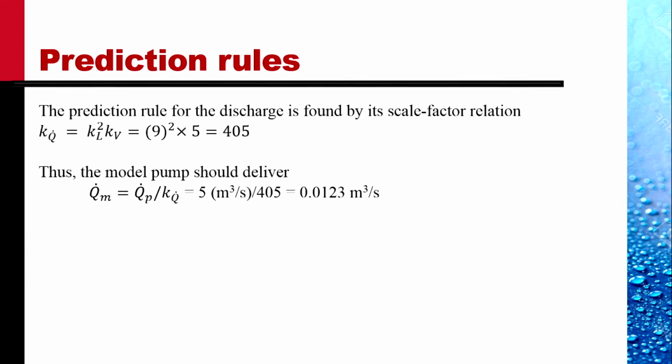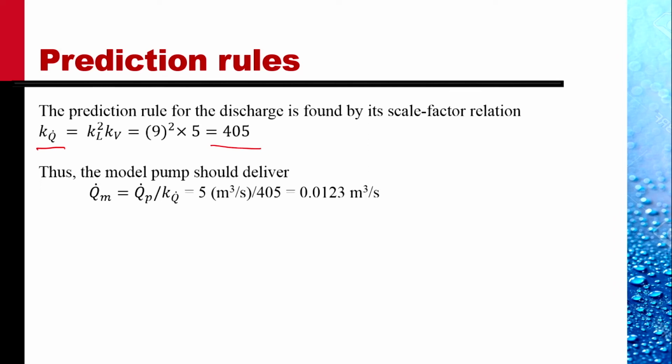The prediction rule for the discharge is found by the scale factor relations. The scale factor for discharge is like velocity times the area of cross section. Area of cross section would be scaled by KL square. Velocity scaled by KV. So KQ would be like KL square KV. KL is 9, scale factor of length, and scale factor of velocity is 5. So the scale factor for volume flow rate is 405.